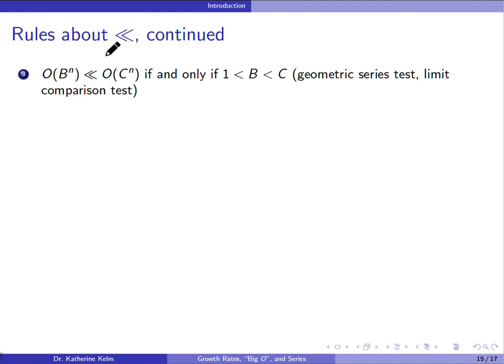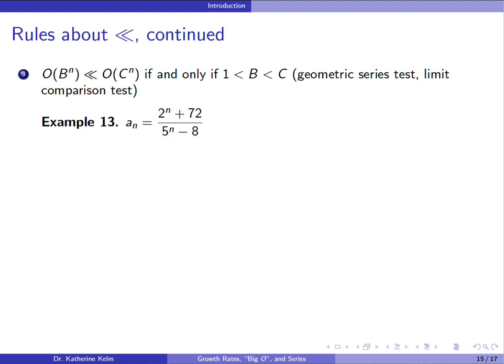Note that this is a function where there's a constant in the base and n is in the exponent. So as long as we're talking about growth exponential functions where the base is bigger than 1, then an exponential function with a bigger base is going to grow sufficiently larger than an exponential function with a smaller base. You can use the geometric series test or the limit comparison test to see this.